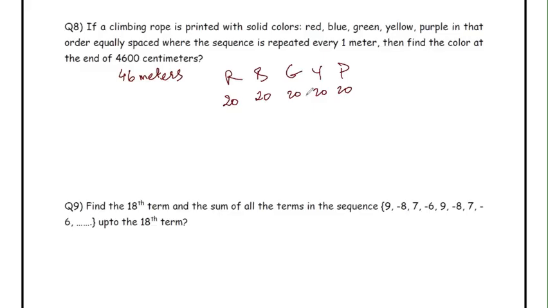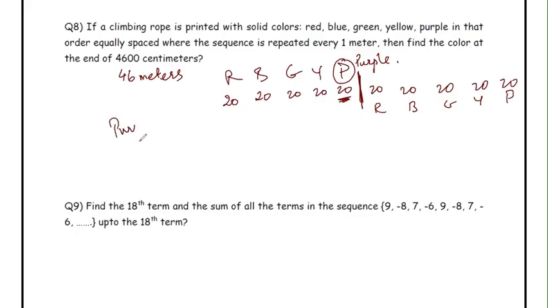So therefore, in this case, the answer will be, find the color at the end of 4,600 centimeters, and that'll be purple, because it repeats after every 1 meter. Again, the red comes up here. And then the sequence repeats: red, blue, green, yellow, purple. So the end of 4,600, or 46 meters, in other words, would be purple. So purple's your answer.